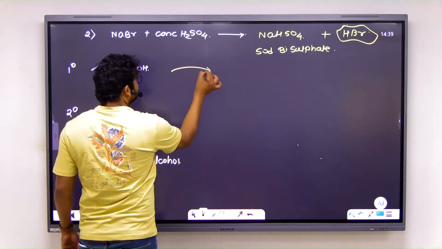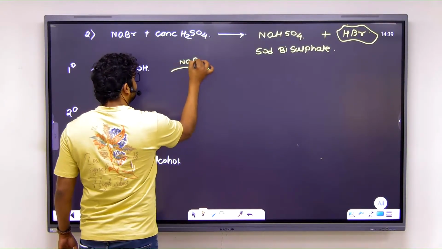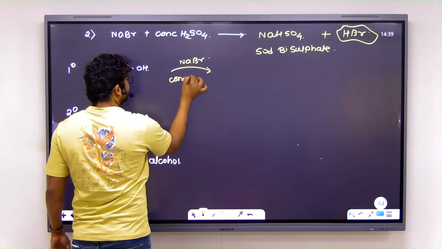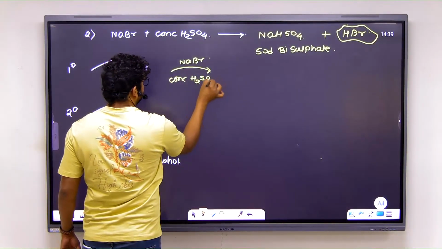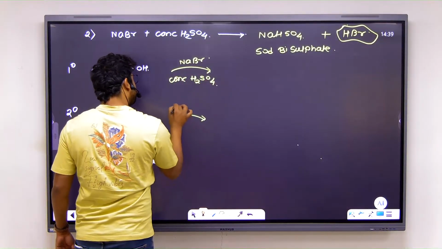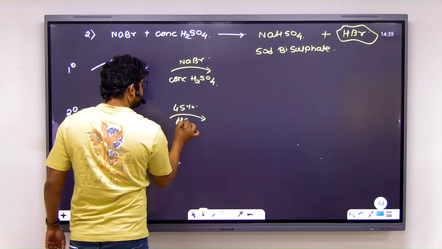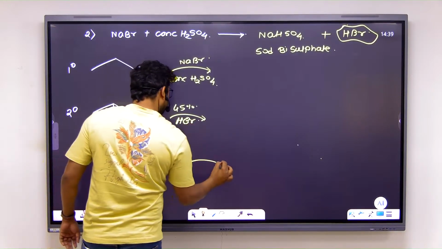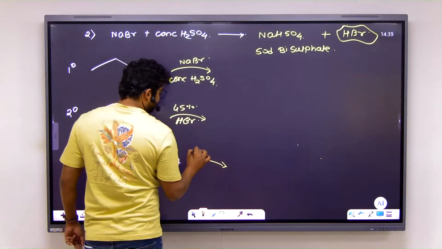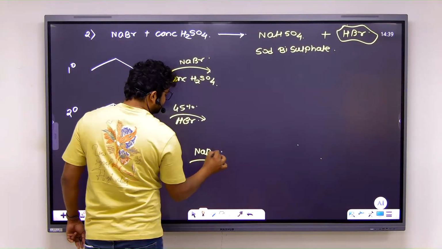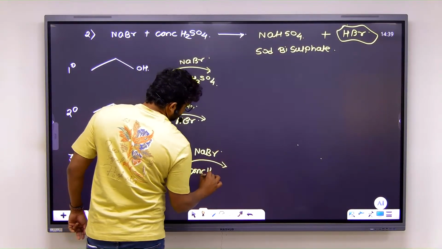So if these two are written above the arrow, NaBr and concentrated H2SO4, it means they form about 45% concentrated HBr there. Can you answer the question fast, everyone, with the nomenclature?